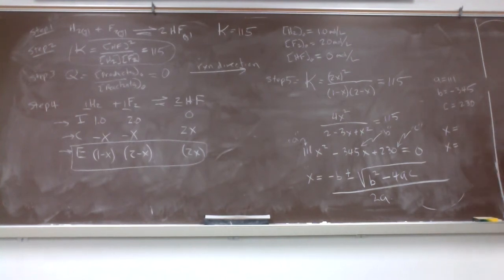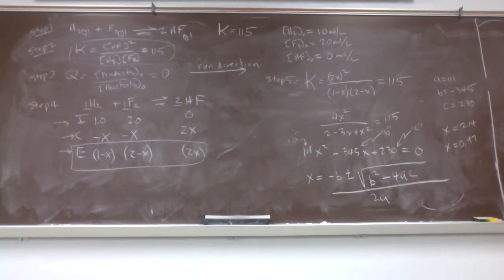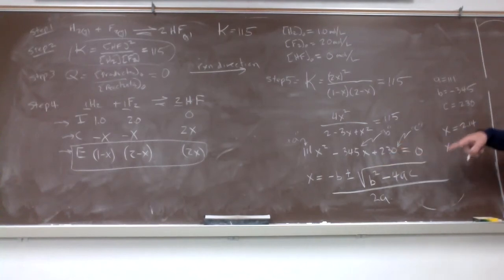Every quadratic equation will have 2 values of x that make it true. In this case, one of the x values is 2.14 and the other is 0.97. So both of these will make this equation true: 111x squared minus 345x plus 230 equals 0. Both of those work. But only one of those is appropriate for our problem.